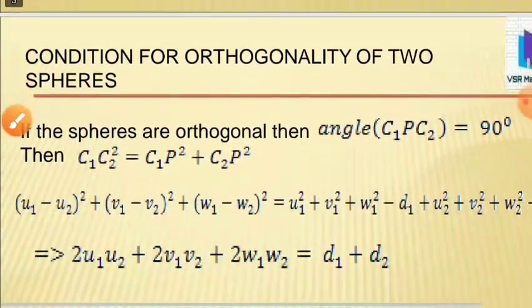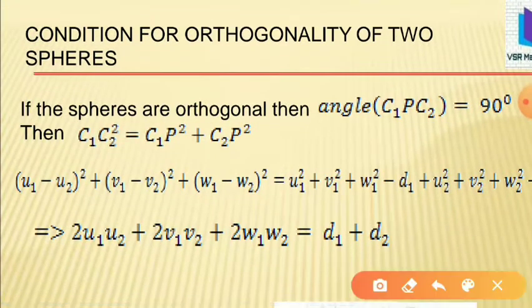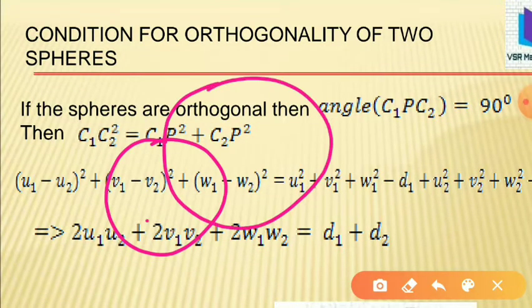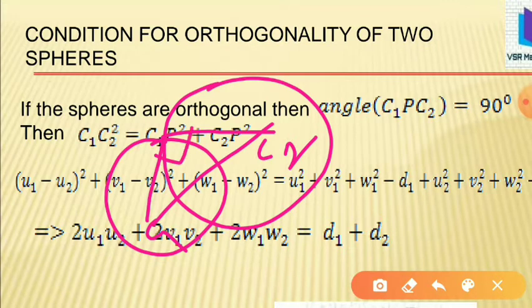So, the condition for orthogonality of two spheres. What is the meaning of orthogonal? Suppose we take this sphere and this sphere. Suppose these two are radii of the spheres and these two are the centers C1 and C2. If the angle between the radii is 90 degrees, that means the angle between the spheres is 90 degrees.